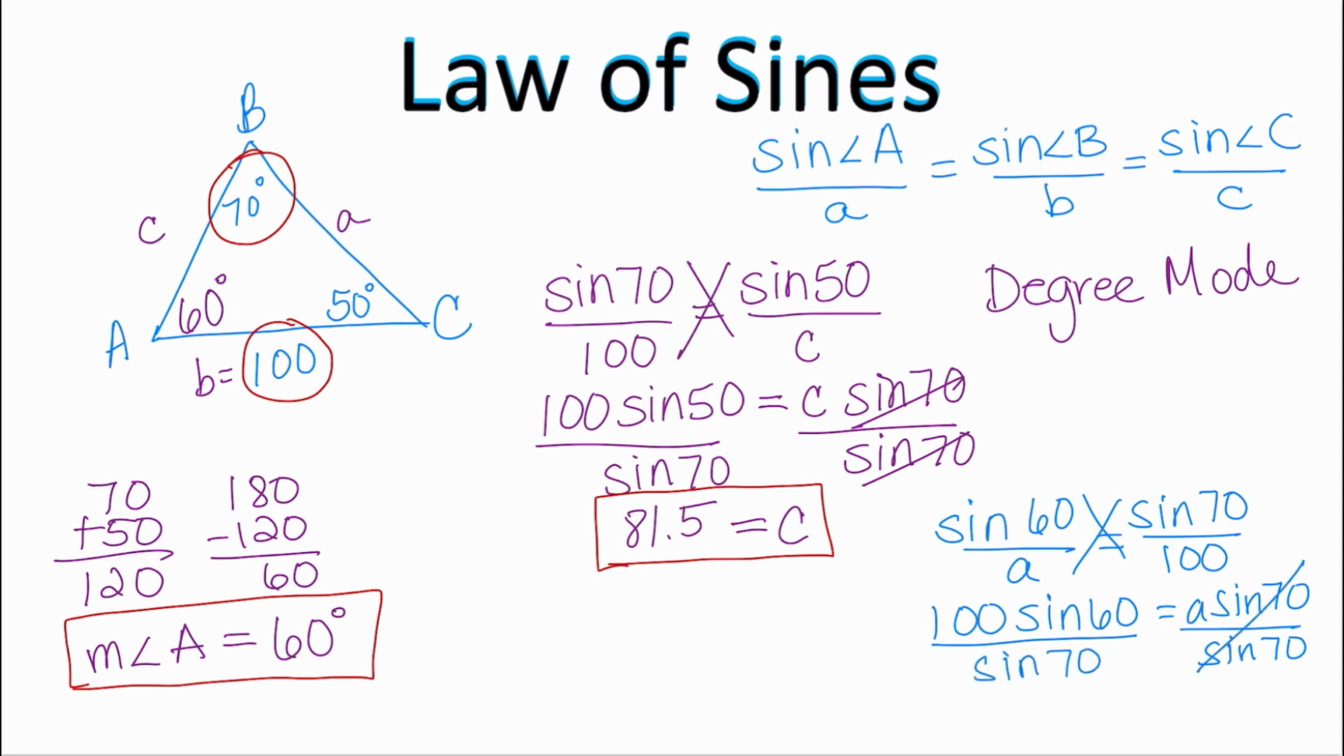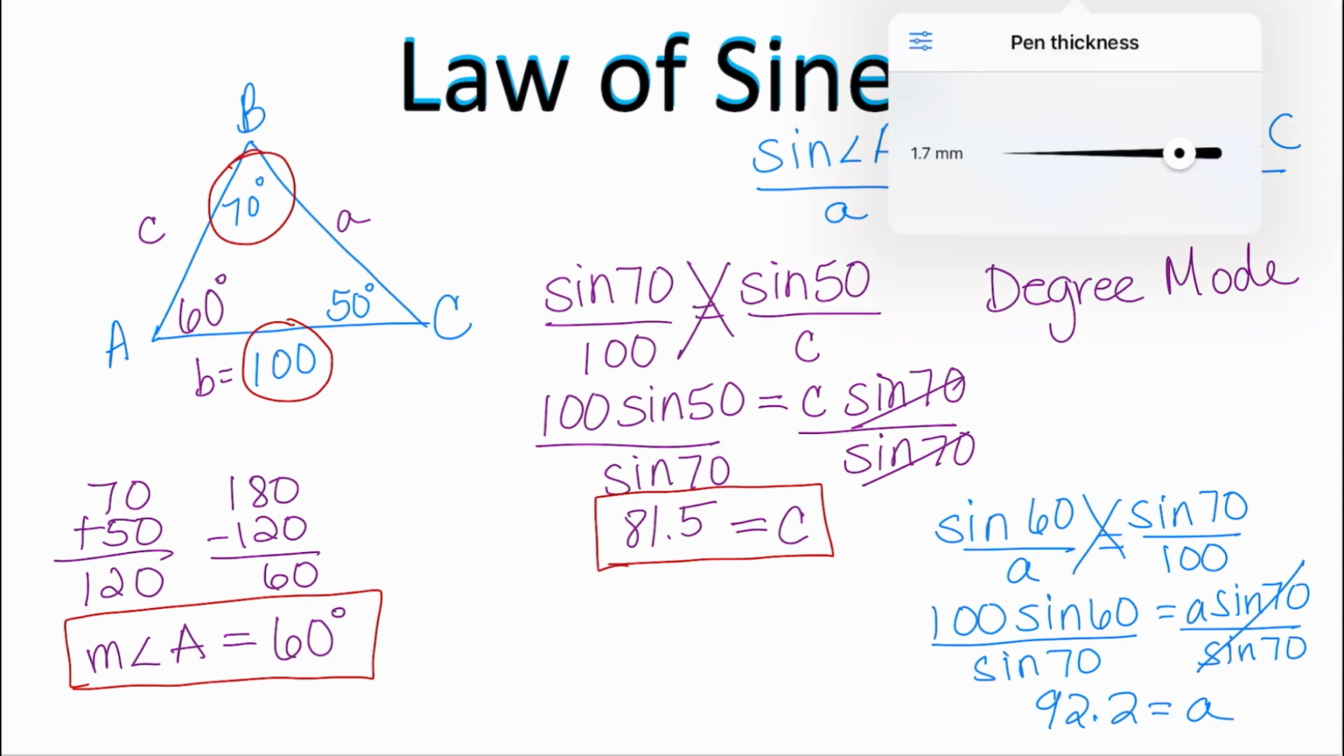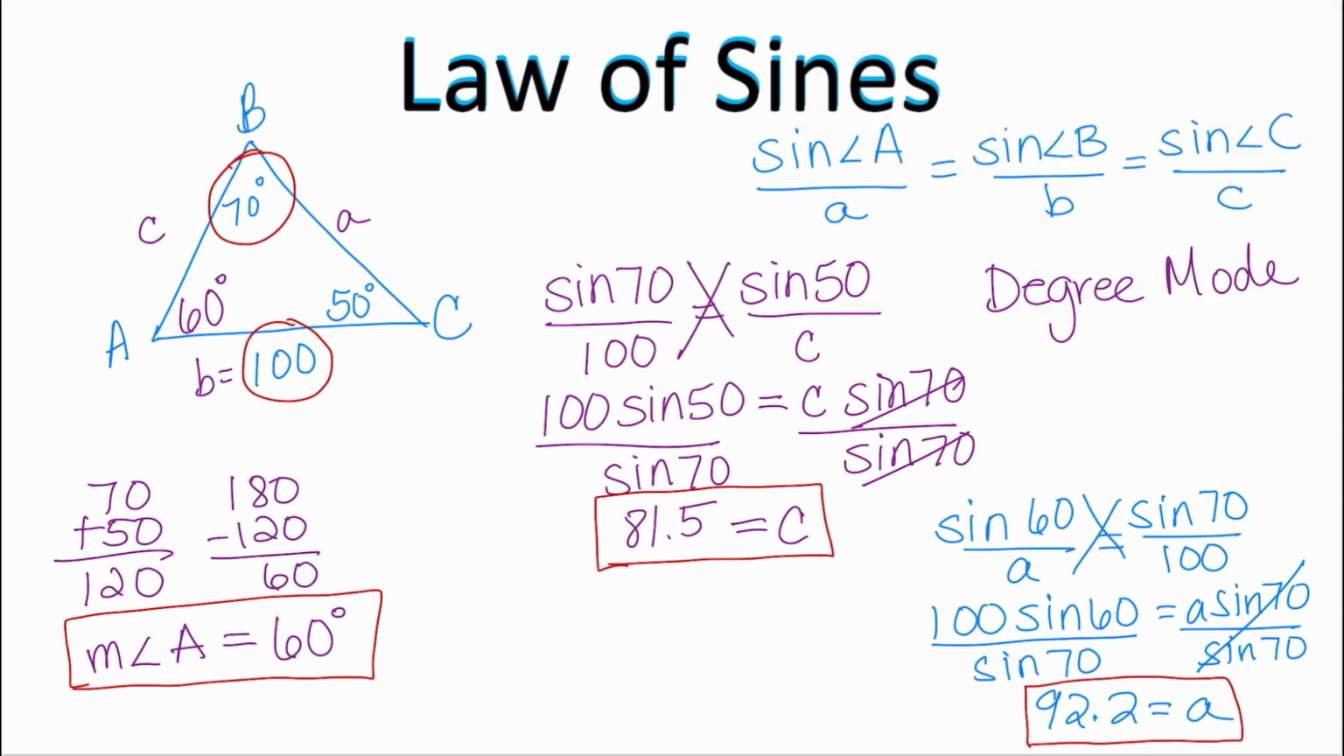Cancels. Take your calculator, do 100 times the sine of 60, which gives you about 86.6, and now divide that by the sine of 70, and you get 92.2. So that means that little a is about 92.2. So there we have it. We've been able to figure out what lowercase a is, that's side BC. We figured out the measurement of angle A, and we figured out the measurement of lowercase c, or side AB.